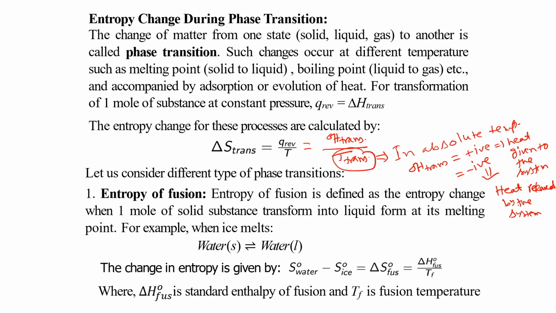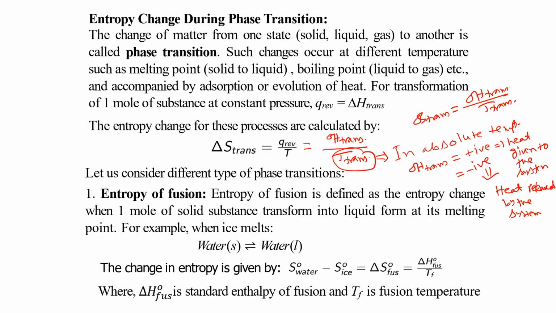So, before using this expression, delta S transition is delta H transition by T transition. You need to really be careful. You have to consider the sign of delta H first, whether it will be positive or negative, and the transition temperature must be in the absolute scale, meaning in Kelvin.